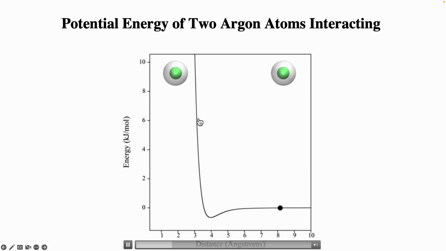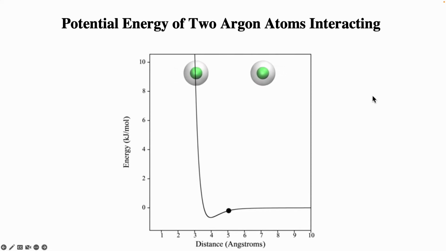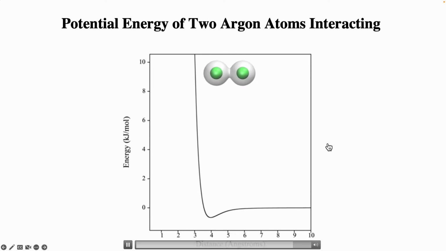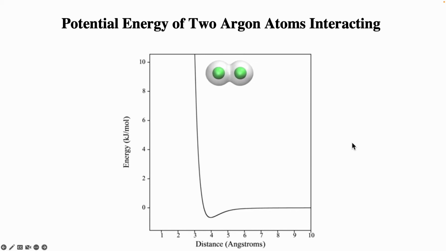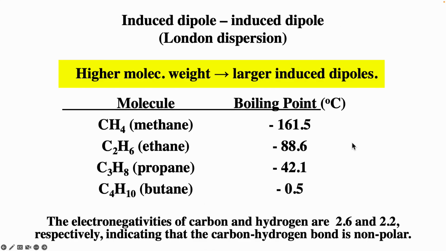Now this actually gives you a plot of the energy versus the distance for two argon atoms. Now argon atoms aren't going to form a bond, but what we can see is that as they come closer, the energy actually goes down. And so they're inducing a dipole moment in each other. If they get too close, then you start getting the electrostatic repulsion. So the higher the molecular weight, the easier to polarize, the stronger the London dispersion.